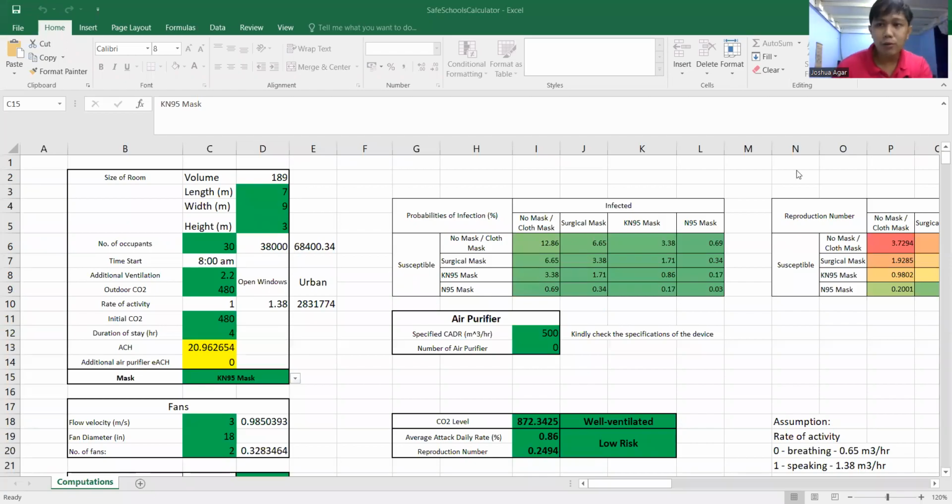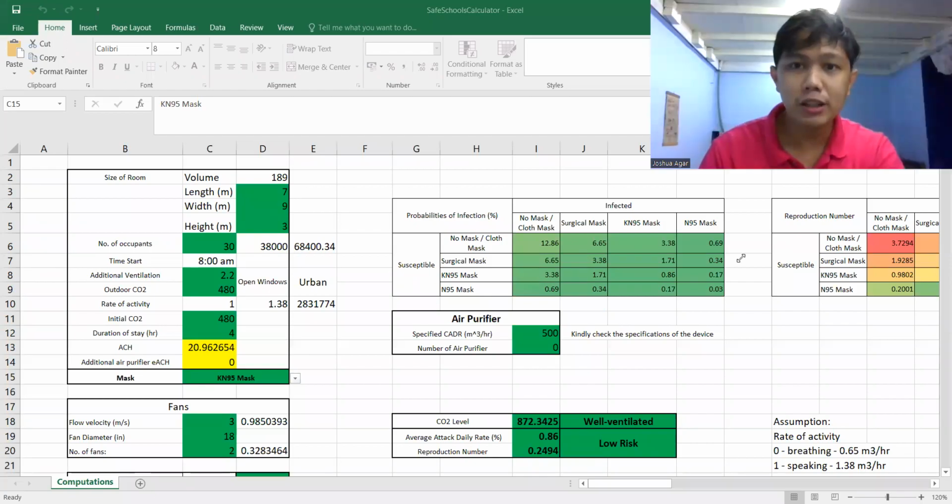Hello, good afternoon, everyone. So I'll be introducing today the tool that's called Safe Schools Calculator. You can download this using the link attached to the tweet that I'll be posting.